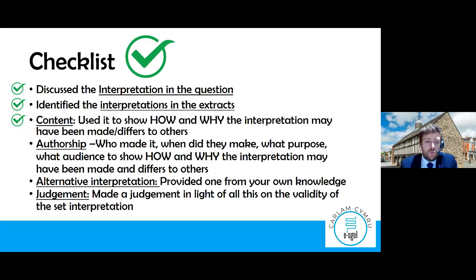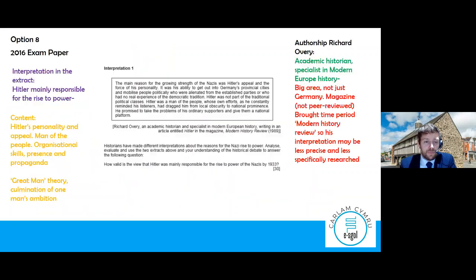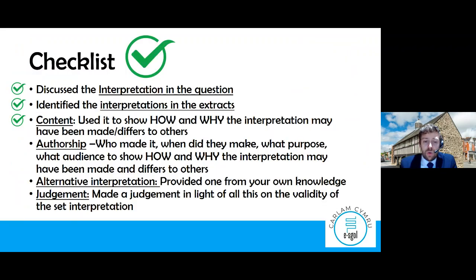So there, we've looked at the content, right? How and why this interpretation may be made and differ, where we've looked at the specific facts, specific details in that content that hopefully explains it. So after that, sorry, I've skipped ahead. After that, we need to look at authorship. Who made it? When did they make it? What was the purpose? What was the audience? By looking at those things, we again can say how and why this interpretation may have been made and may differ to the other interpretation.